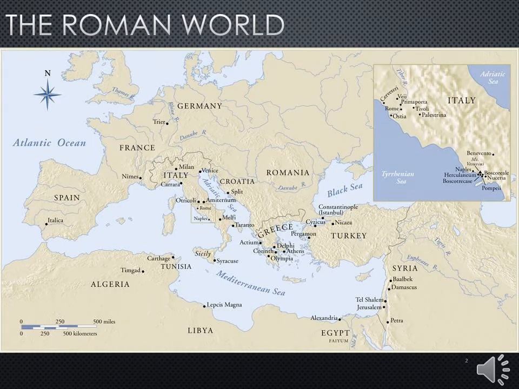So let's begin, as I often like to do, with a map. Everything you're seeing here, most of Europe, over into the Near East and Northern Africa, the entire Mediterranean, was at one time a part of the Roman Empire. Pretty much everything you're seeing on the map was under the dominion of the Roman Empire.